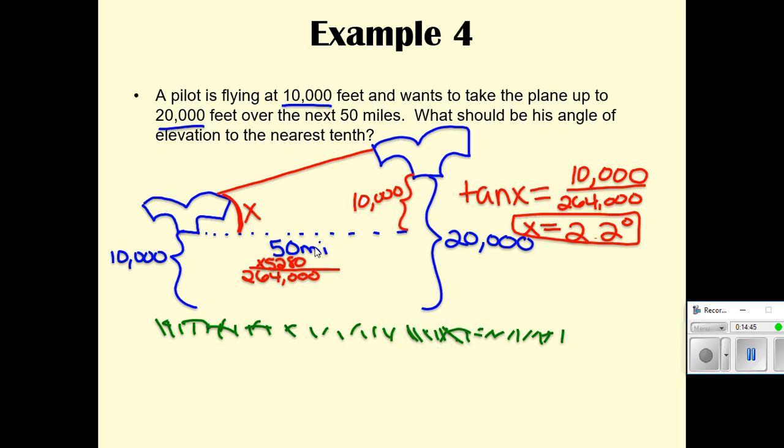You need to convert miles to feet. 1 mile has 5,280 feet. So you're going to multiply these two: 50 times 5,280 is 264,000 feet. We convert it because this is in feet. 10,000 is in feet, that's his height. So we're going to use opposite over adjacent, but we just converted 50 miles to 264,000 feet. And you're going to divide these two numbers.